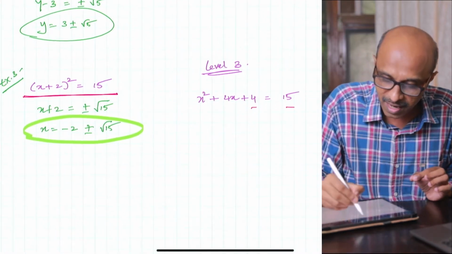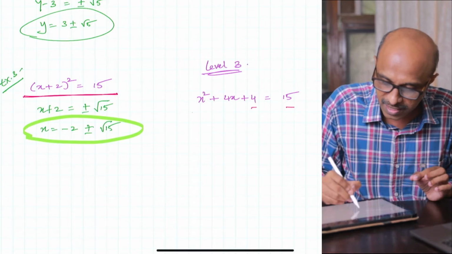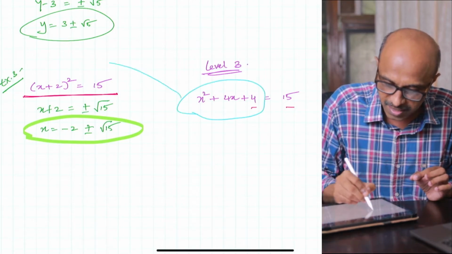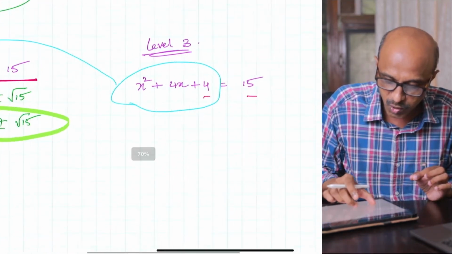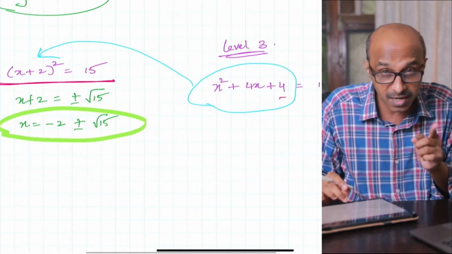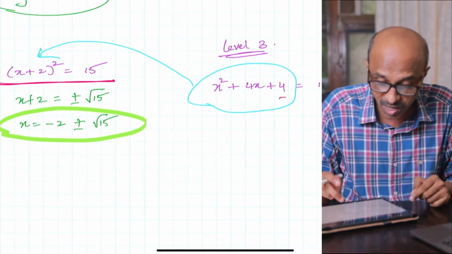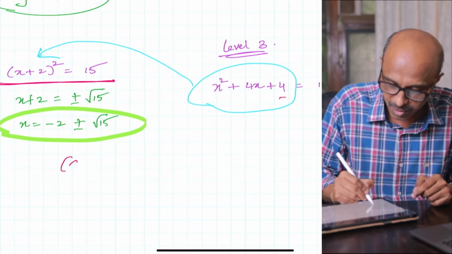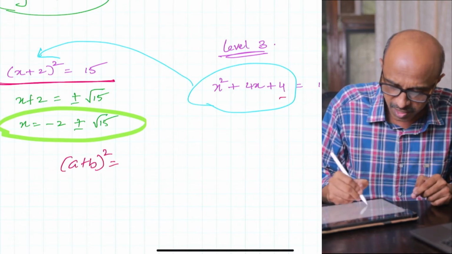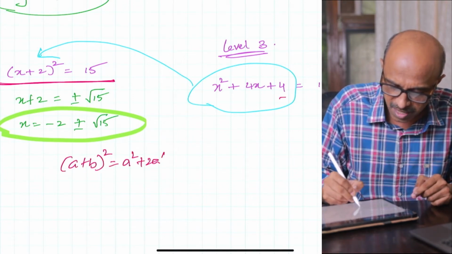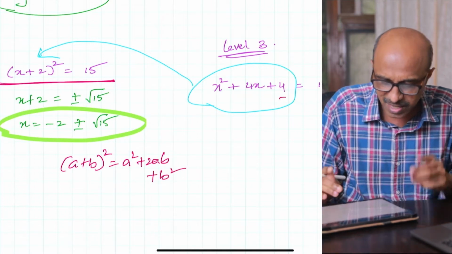You just have to recognize that this term on the left hand side, x squared plus 4x plus 4, is the same as x plus 2 the whole square. Recognizing it algebraically using that formula, a plus b the whole square, which we've seen before, a plus b the whole square is equal to a square plus 2ab plus b square. Now, this is something that we need to remember.